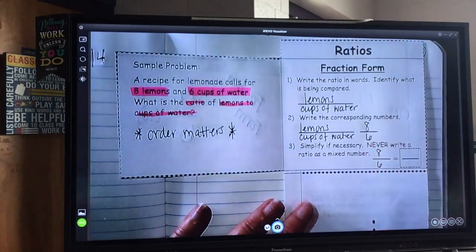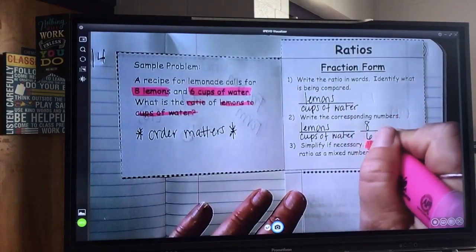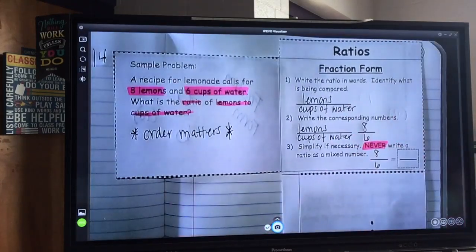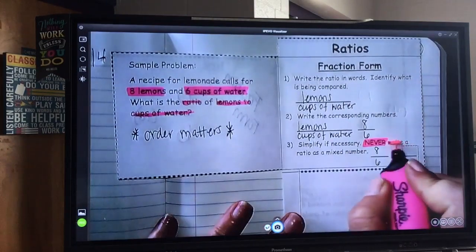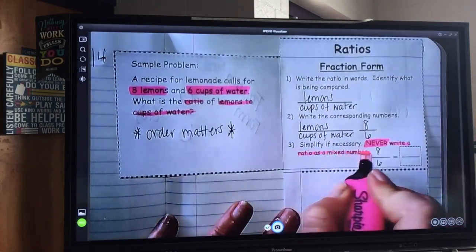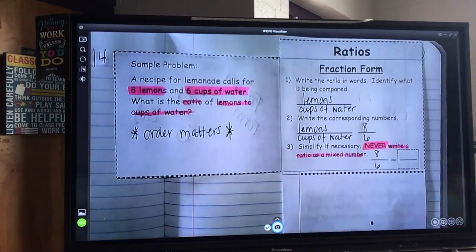And I need you to highlight this word never and make your highlight big, and then the rest of this just highlight it small. It says never write a ratio as a mixed number. Why do we never write a ratio as a mixed number? Because it's a ratio and not a fraction.